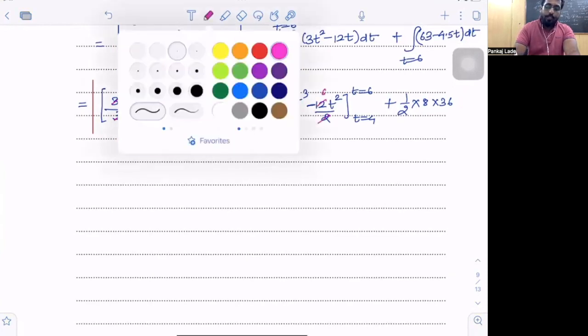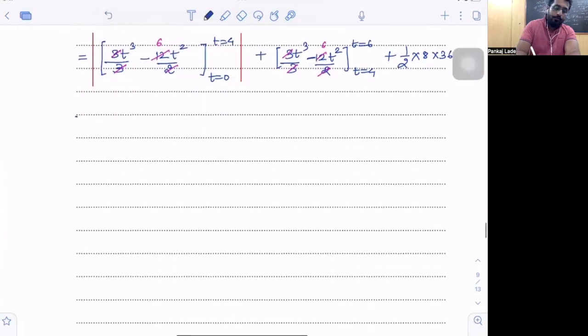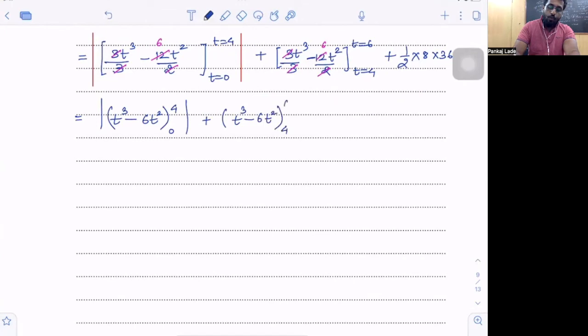So my simplification would give me t cube minus 6t square. Limits are from 0 to 4 within modulus sign, plus second one is t cube minus 6t square. Limits are from 4 to 6, and plus, so that's 1 upon 2 multiplied with 8 and 36. So that's 18 times 8. That should give you 144. So that's plus 144. Great.